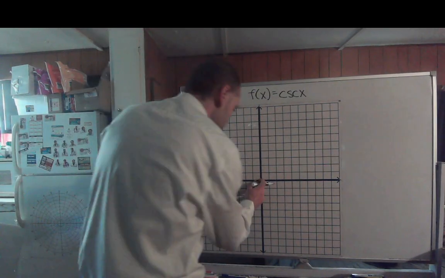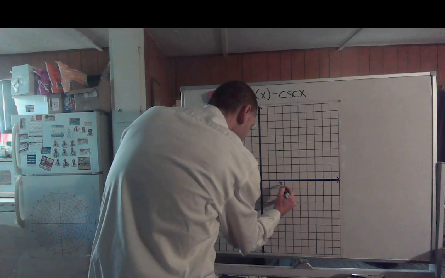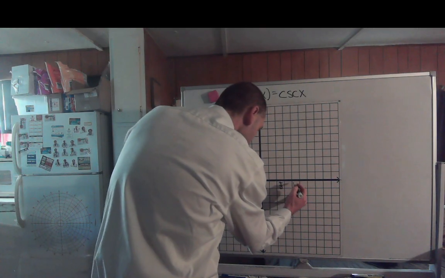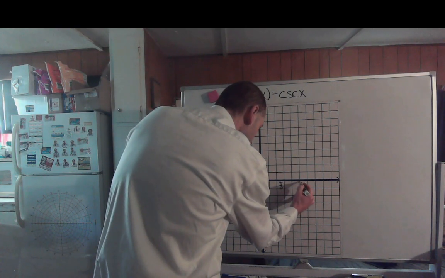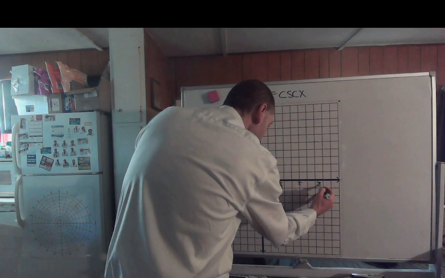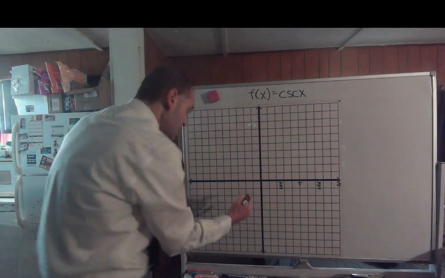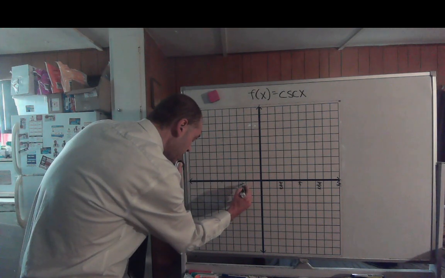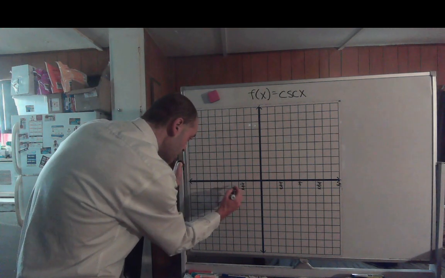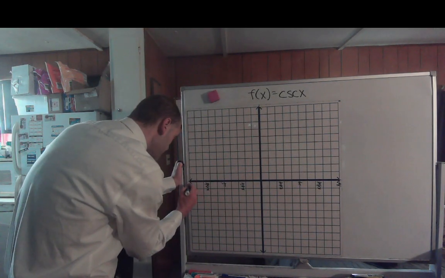Let me set up my trig values though. Here's going to be pi over 2. Here's pi. Here's 3 pi over 2. Then there's 2 pi. Alright, negative pi over 2. Here's negative pi. Negative 3 pi over 2. And then we have negative 2 pi.